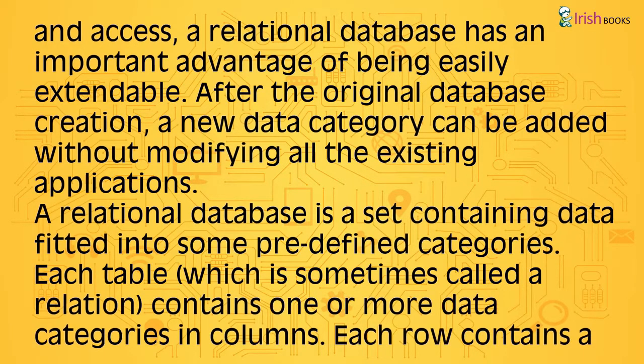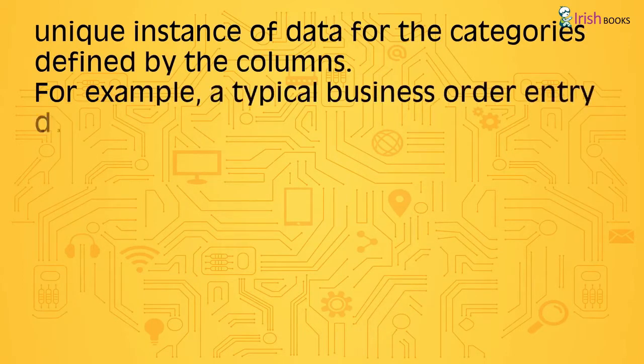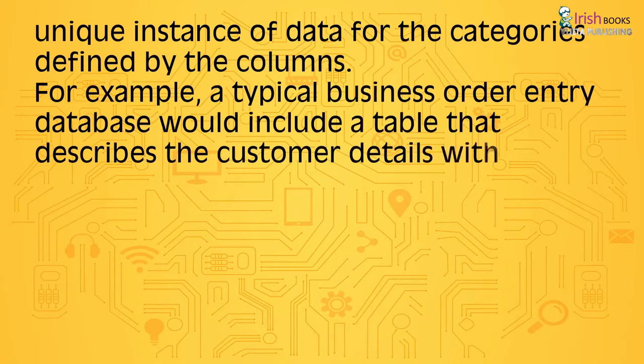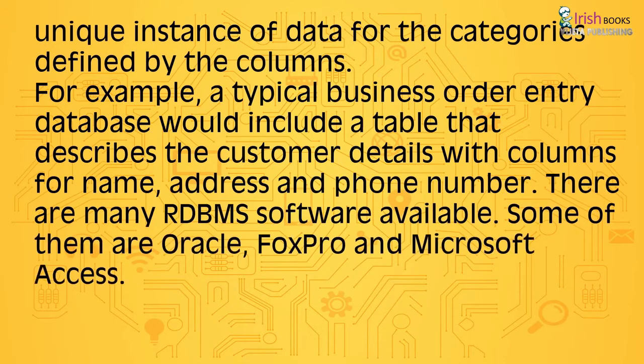A relational database is a set of tables containing data fitted into some predefined categories. Each table, which is sometimes called a relation, contains one or more data categories in columns. Each row contains a unique instance of data for the categories defined by the columns. For example, a typical business order entry database would include a table that describes the customer's details with columns for name, address, and phone number. There are many RDBMS software available. Some of them are Oracle, FoxPro, and Microsoft Access.